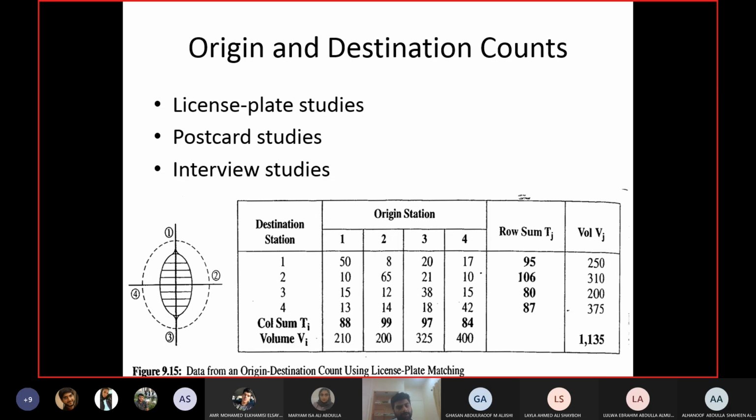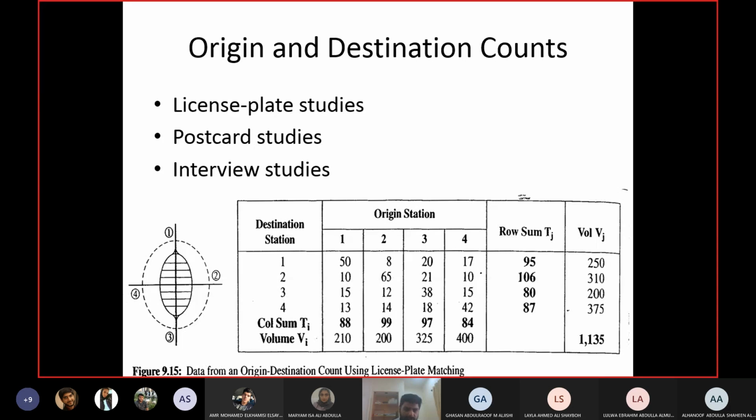Now, each of these methods has its own advantages and disadvantages. For the license plate technique, the advantage is that you are directly getting the data from the field, but the disadvantage is that you need so many observers. Secondly, while you are writing the license plate number, you will miss many vehicles. For the postcard technique, you have to wait for the postcards to come to you before you do the analysis, and obviously some drivers will not respond.